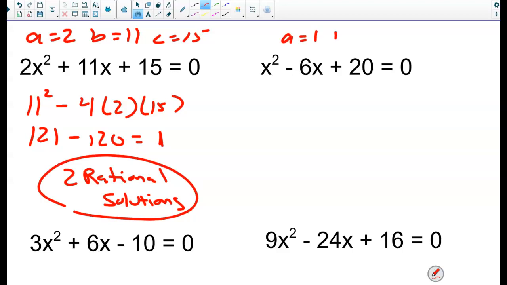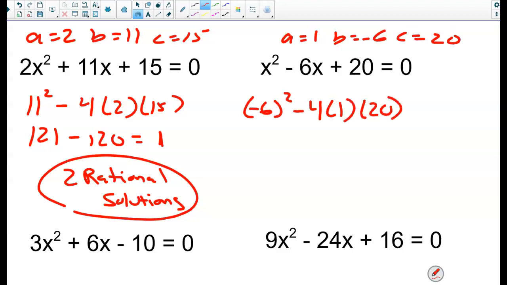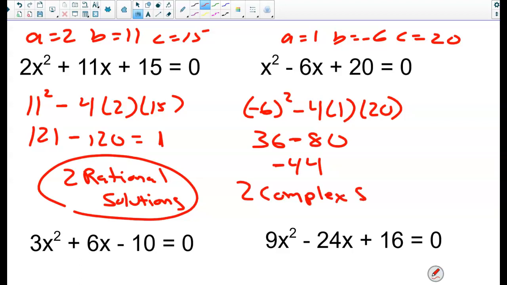Here we get A equals 1, B equals negative 6, and C equals 20. So negative 6 squared minus 4 times 1 times 20. 36 minus 80, and that's negative 44. So that's two complex solutions.